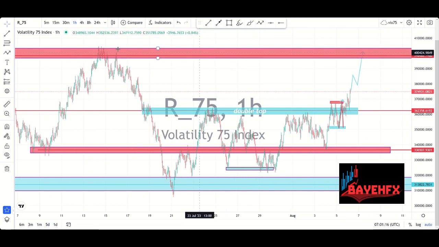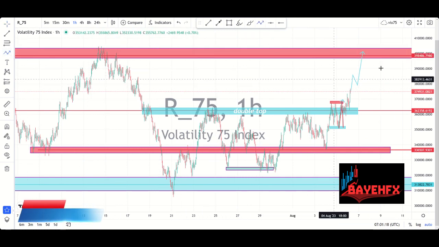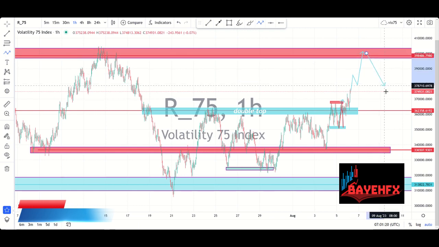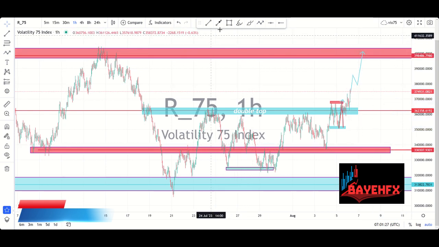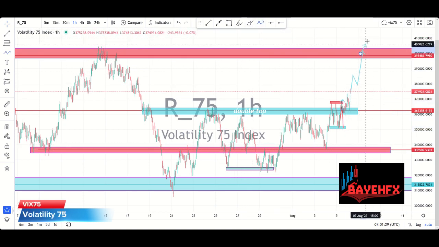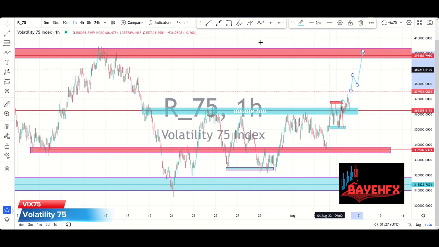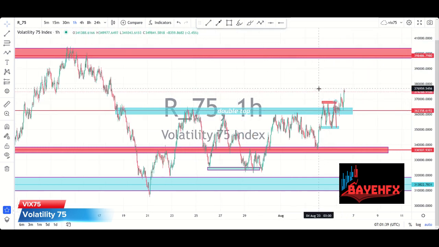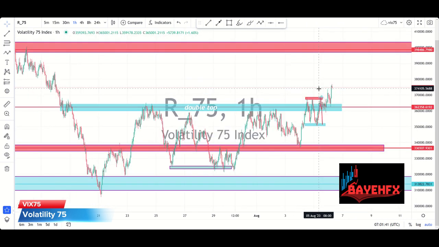We might get rejection from this particular zone here, and then we continue back down, right? Or we will just break above this particular resistance zone, and then we'll be looking for continuous bullish movement to the upside. Hope the analysis is clear. So VIX75 is a straightforward pair and it's very volatile. So as you're trading along, make sure you use proper risk management, guys.